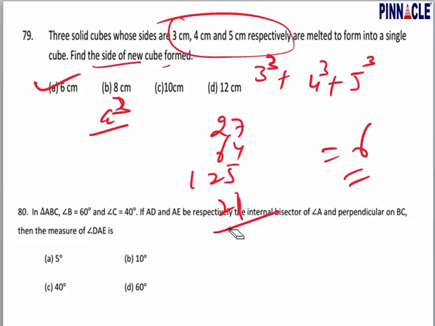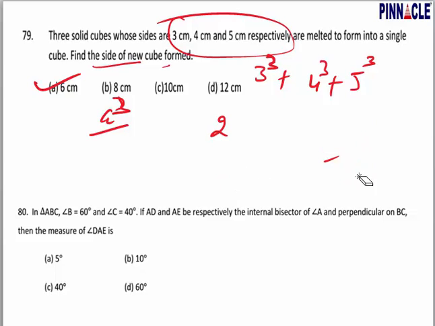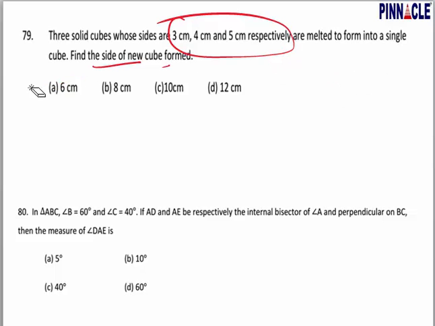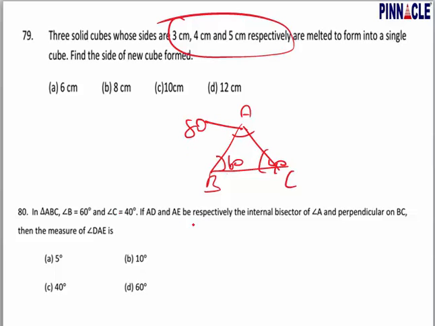Now the next question is question number 80. Now what is the question? In triangle ABC, read this question carefully and try to solve this question. How will you solve? Now in this question, B is 60 degree, C is 40 degree, 40 plus 60 is 100, that is A is 80 degree. AD and BE are respectively the internal bisector of A and perpendicular on BC.